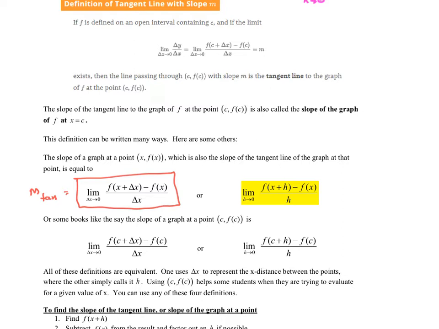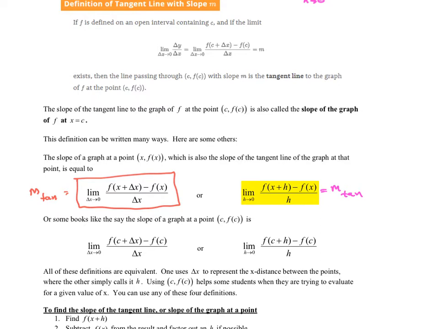Again, though, I like using this other formula: the limit as h approaches 0 of f of x plus h minus f of x, all over h. I think x's and delta x's get combined and mess students up. H's make it a lot cleaner and a lot easier. So if you want to use the h version, I highly consider it. It would be the limit as h approaches 0 of f of x plus h minus f of x, all over h.